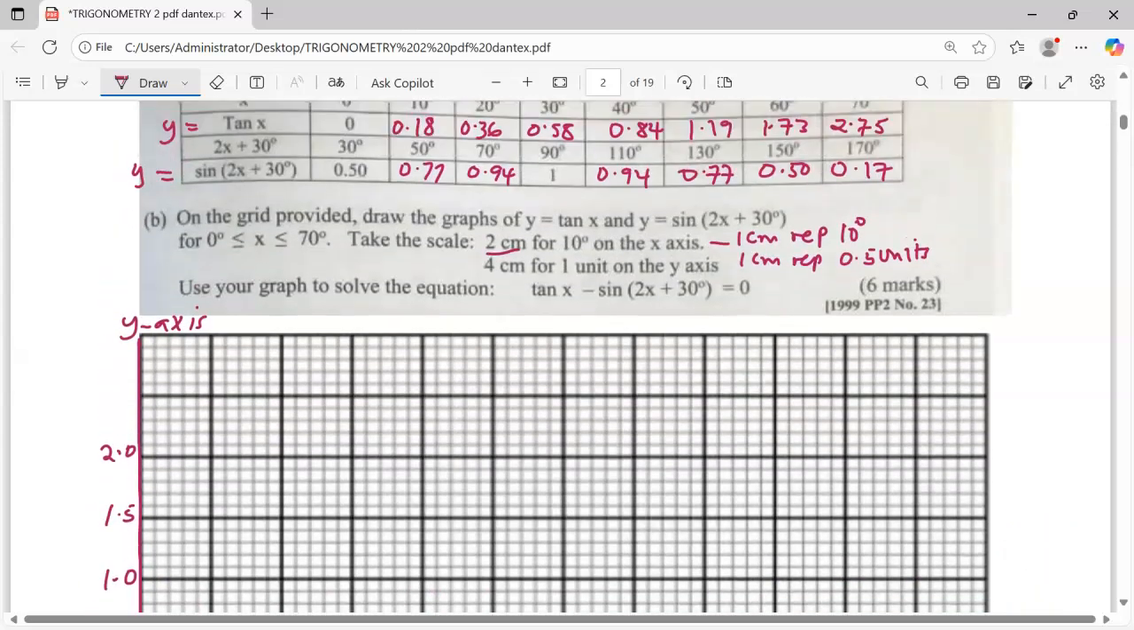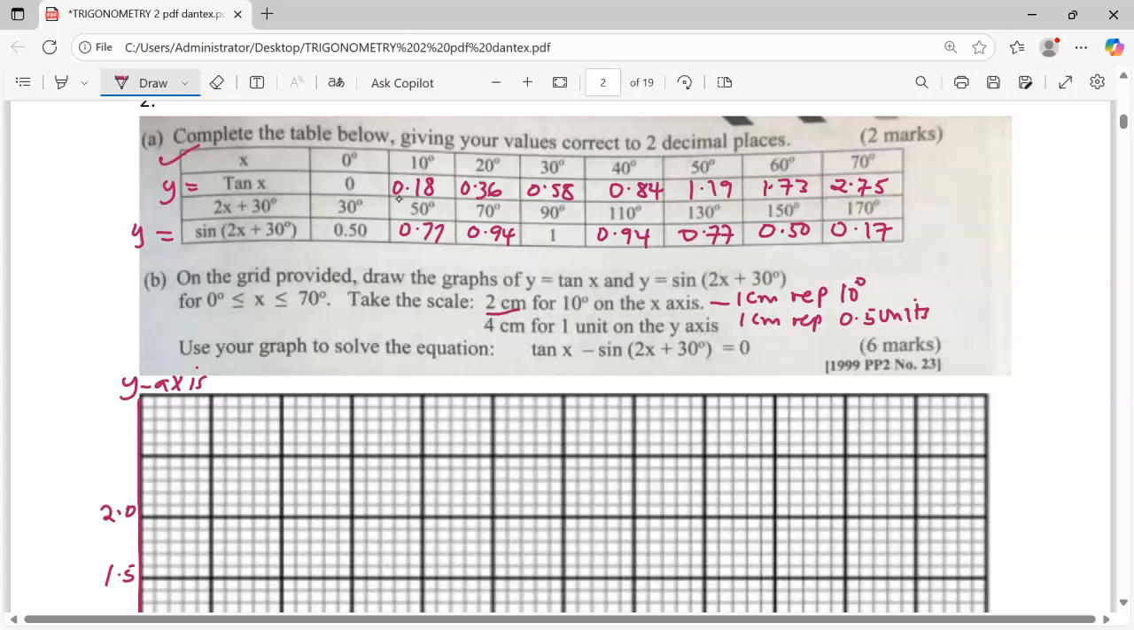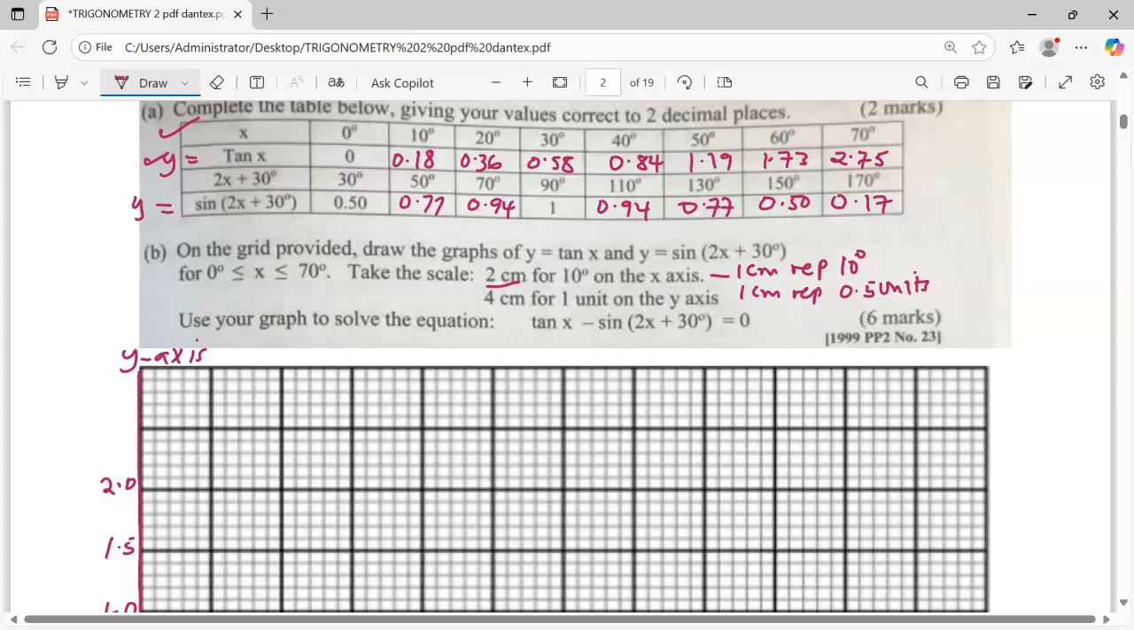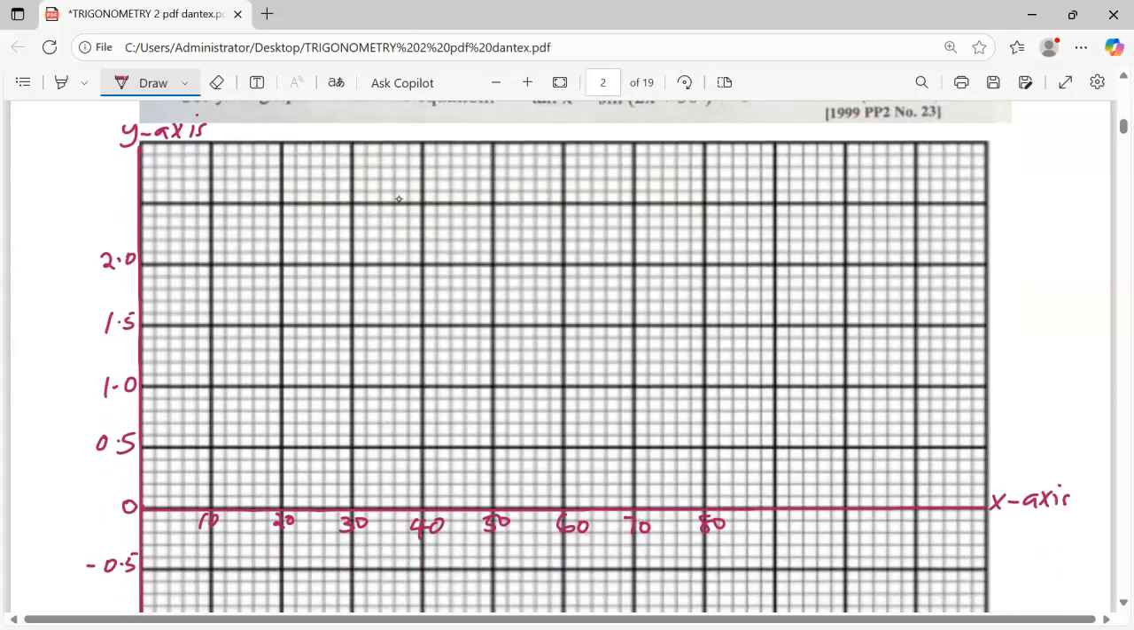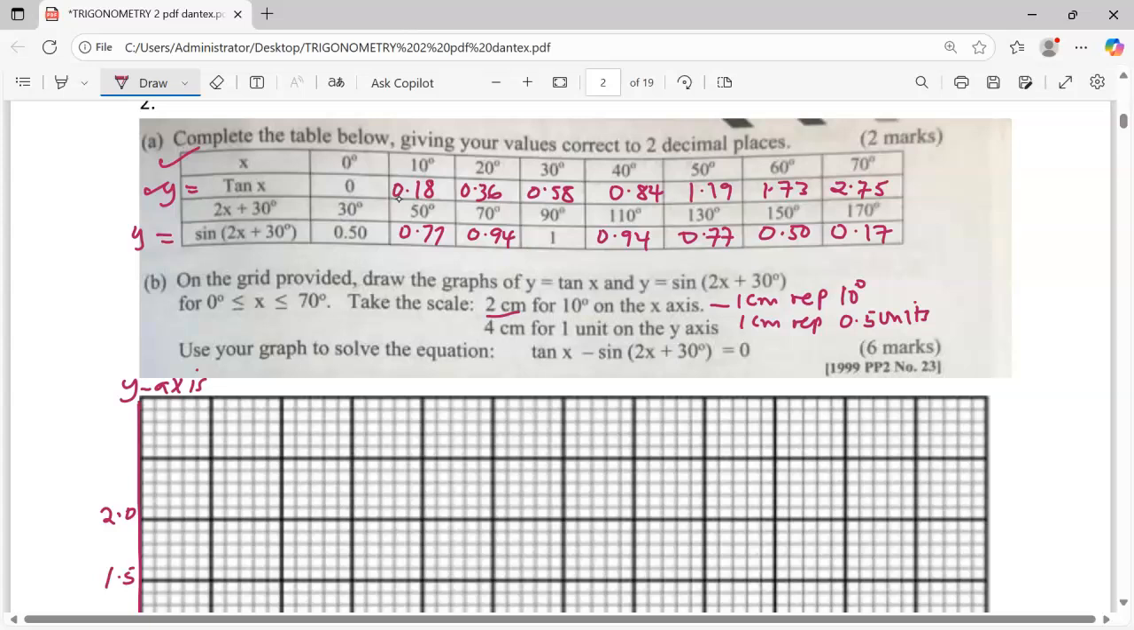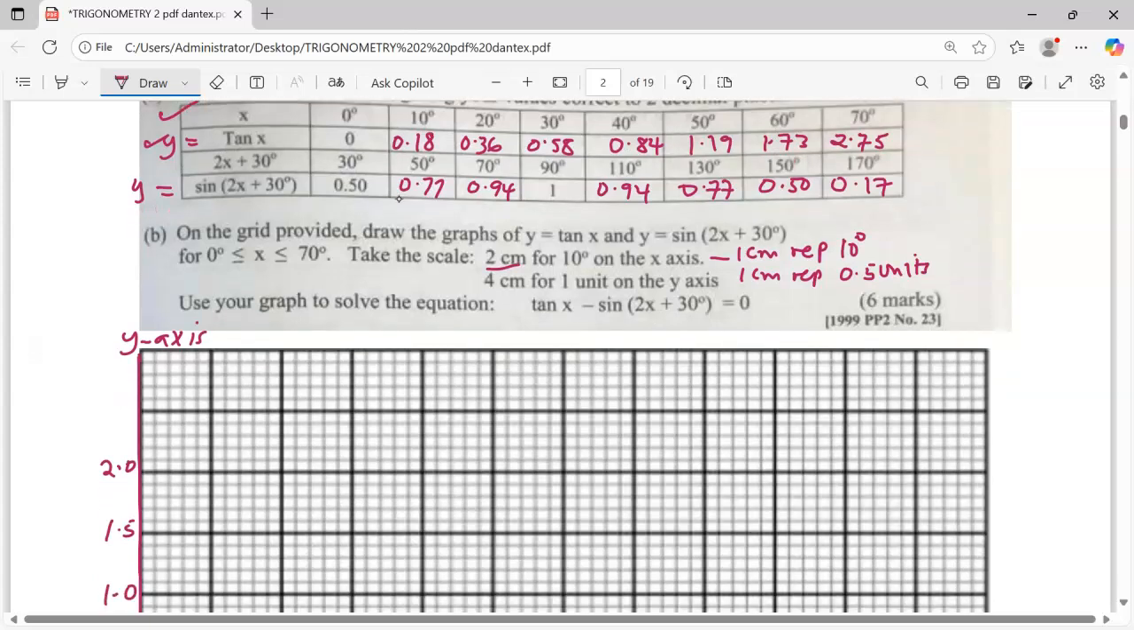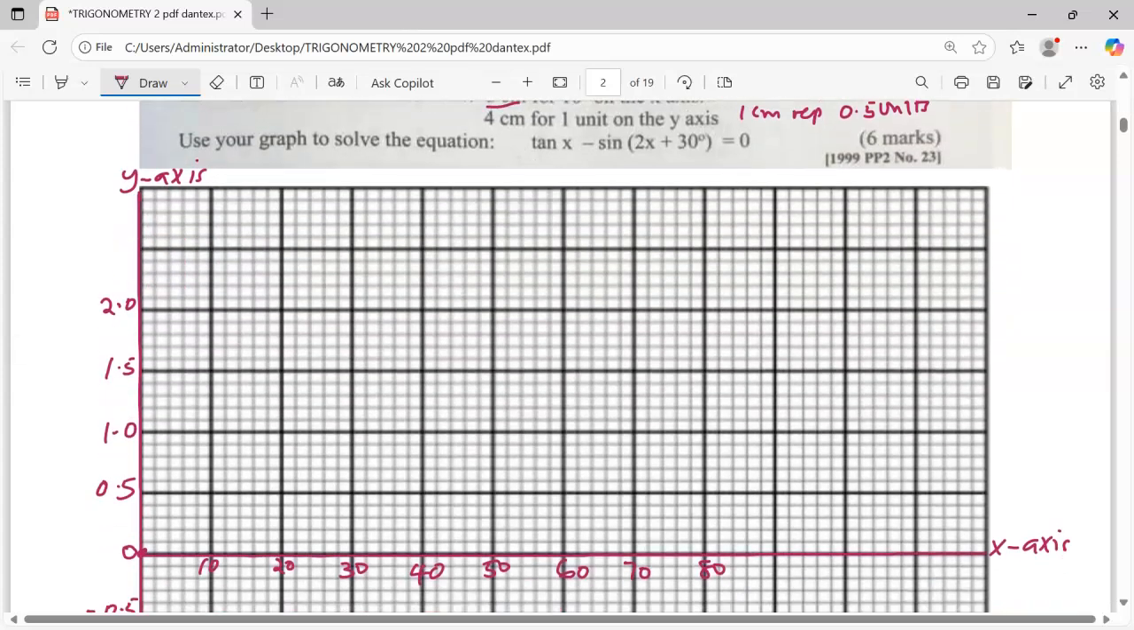Once we have done that, now we are going to pick the values of x and tan x to plot it first. So when x is 0, tan x is also 0. We are going to begin at this point here. And when it is 10, it is 0.18, which is roughly 0.2, which is going to be at this point here.